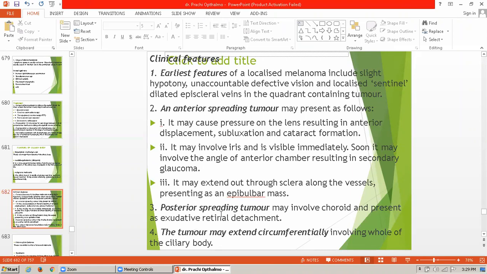Third, the posterior spreading tumor may involve the choroid and present as an exudative retinal detachment. Fourth, the tumor may extend circumferentially, involving the whole of the ciliary ring. So the fourth one is that the tumor extends circumferentially, initially involving the ciliary ring.